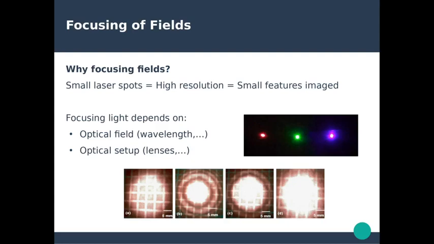So these are just two examples. The first one here shows three different laser beams, red, green, and blue ultraviolet, that are passing through the same optical setup. You see that the red laser is more highly focused as compared to the green one and to the blue ultraviolet laser. And the bottom example here shows the same optical excitation passing through different optical setups. You see that you have achieved different focus of this laser spot.